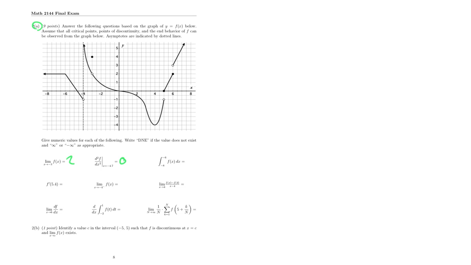Just to reiterate that one more time, our first derivative is constant here, which means if I take the derivative of a constant, it's going to be 0. So that means our second derivative for this area is 0.